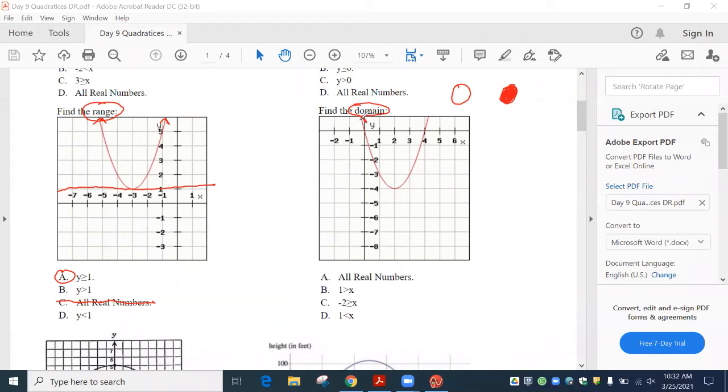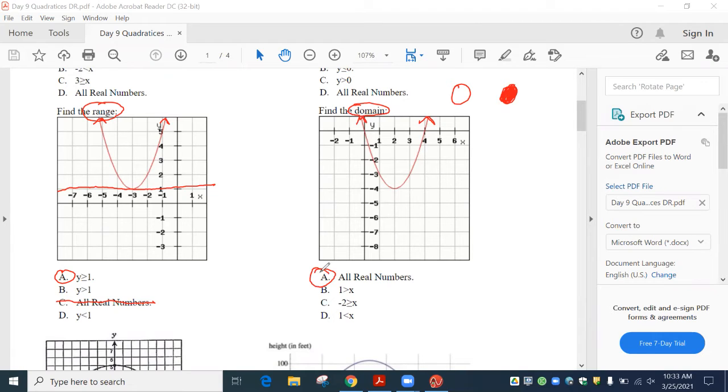All right. So once again, domain. There are arrows here. Domain is the one that can have all real numbers more often. So all real numbers is a real possibility here. Can you crop this side right here? No, there's an arrow. Can you crop this side? No, there's an arrow. So the answer would be all real numbers again.